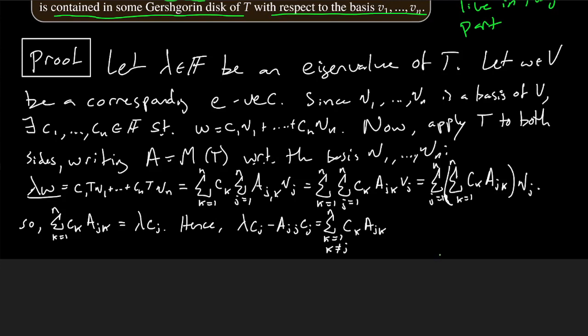All right, and now I'm going to do it in a fun way. If I take c_j and pull it out and divide it over, I get lambda minus a_jj is equal to the sum from k equals 1, k not equal to j, up to n of c_k over c_j, right, a_jk. Okay, very cool. Very straightforward. We've got this pretty much set up now.